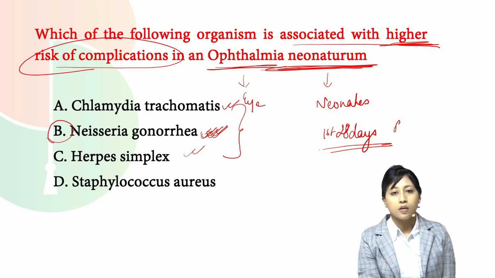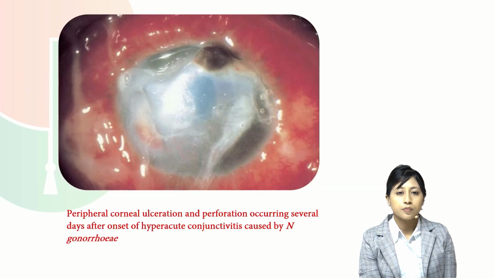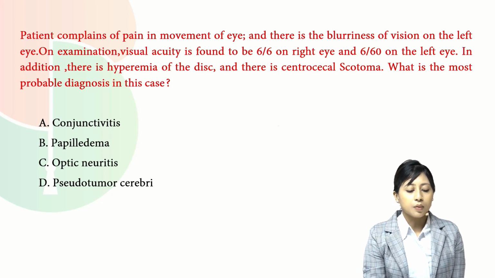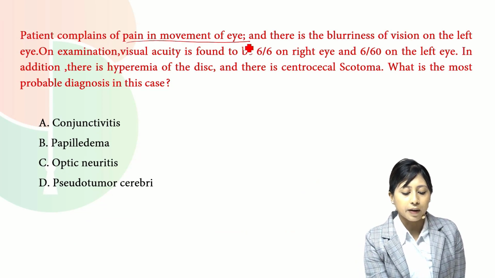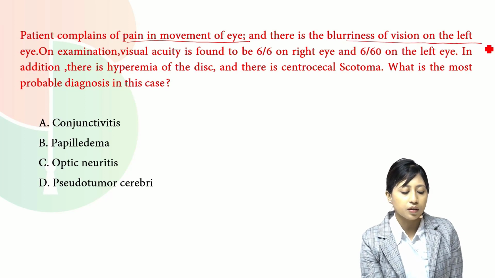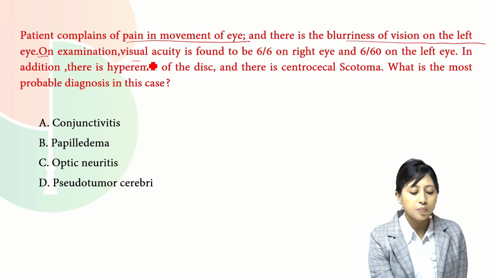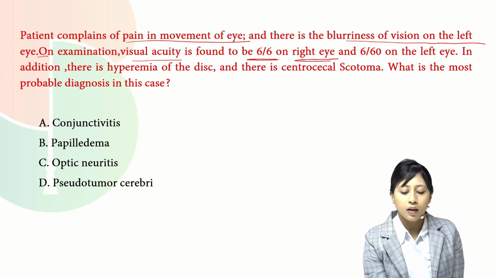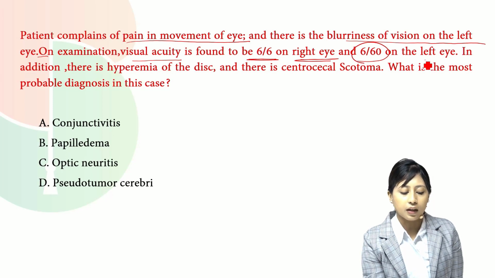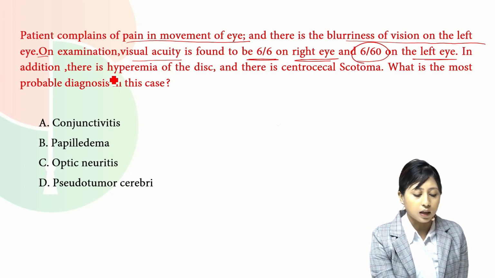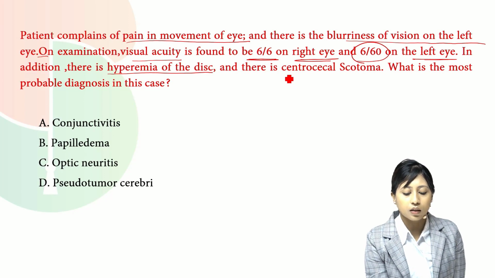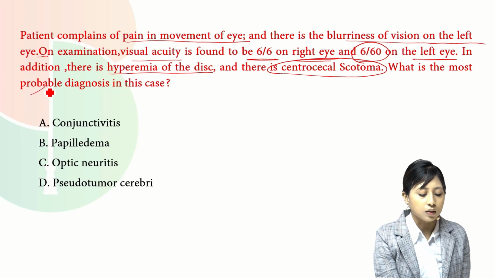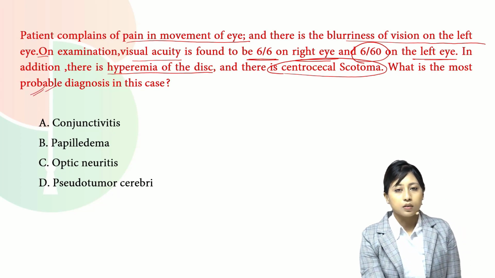Okay, let's move on to the third question. This is a case scenario. The patient complains of pain on movement of the eye and there is blurriness of vision in the left eye. On examination, visual acuity is found to be 6/6 in the right eye, so in the right eye it is normal, and 6/60 in the left eye. In addition, there is hyperemia of the disc and there is centrocecal scotoma. What is the most probable diagnosis in this case? Okay, let's start with each option.